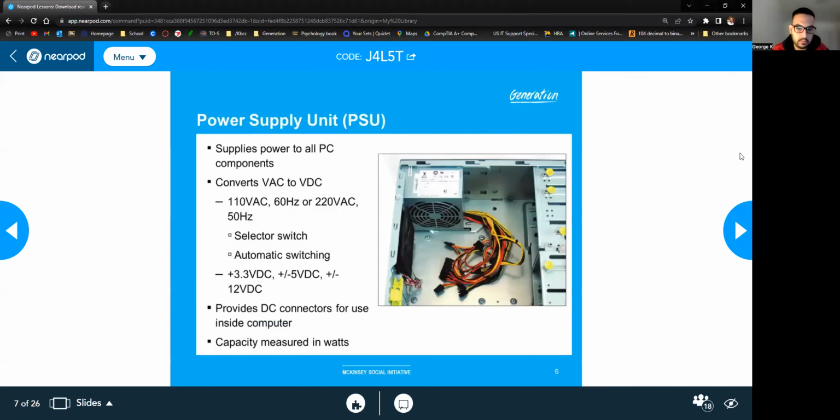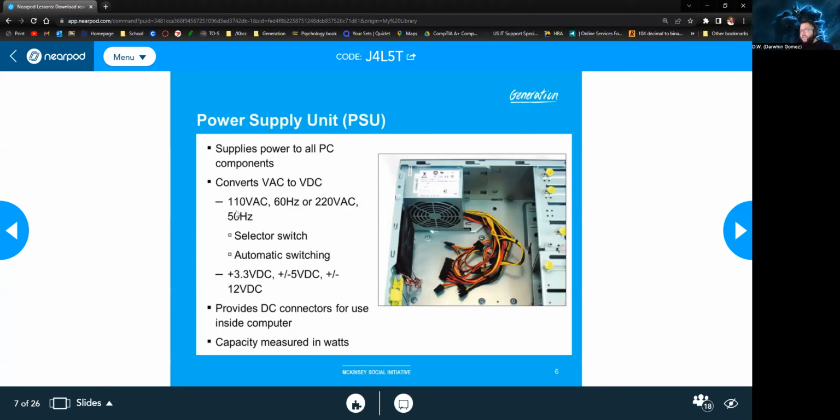Thank you. Okay, so here's a picture of the power supply. It's this big square up here where all the wires are coming out of it. So the power supply, or the PSU, this is the acronym for it. So you see PSU, you know that it's power supply. It's different from UPS, which is an uninterruptible power supply. They're different things. So you need to be able to identify this and know what they're talking about. It supplies power to all the PC components. It converts AC current to direct current, right?